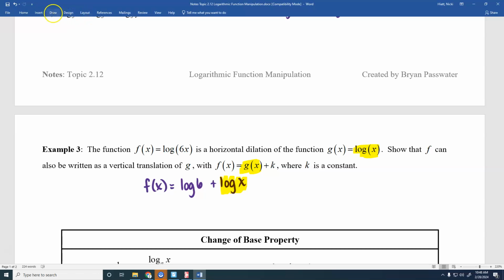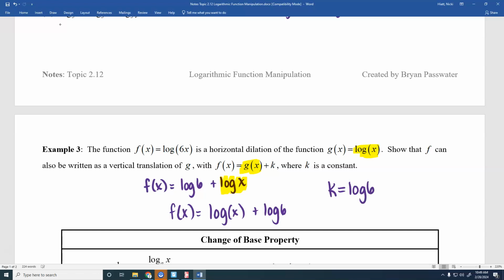So I could write that log of x first. I could write it like this, f of x equals log of x plus log of 6. So if I do that, what is my k? What's the constant k? It is log 6, because that is a number. That is not a variable expression, all right? Our k would equal log 6.